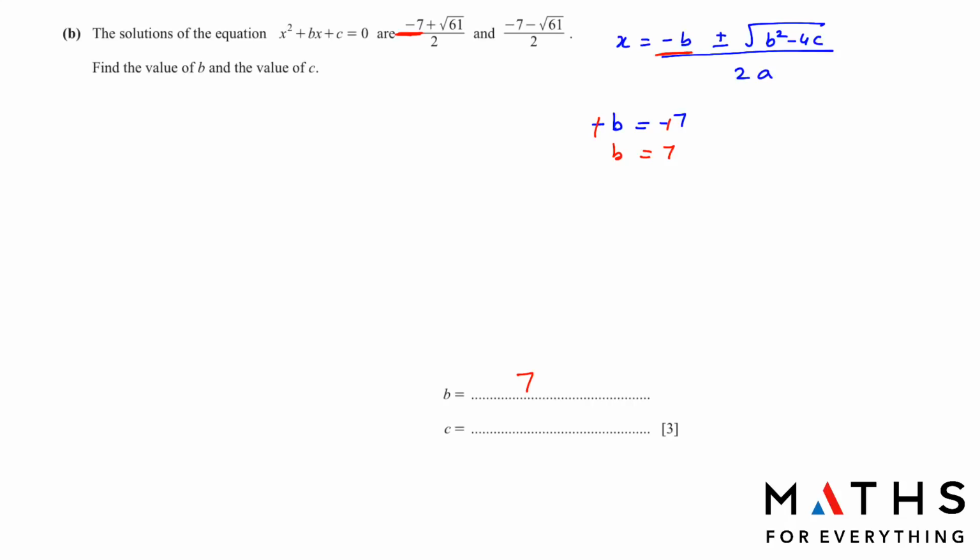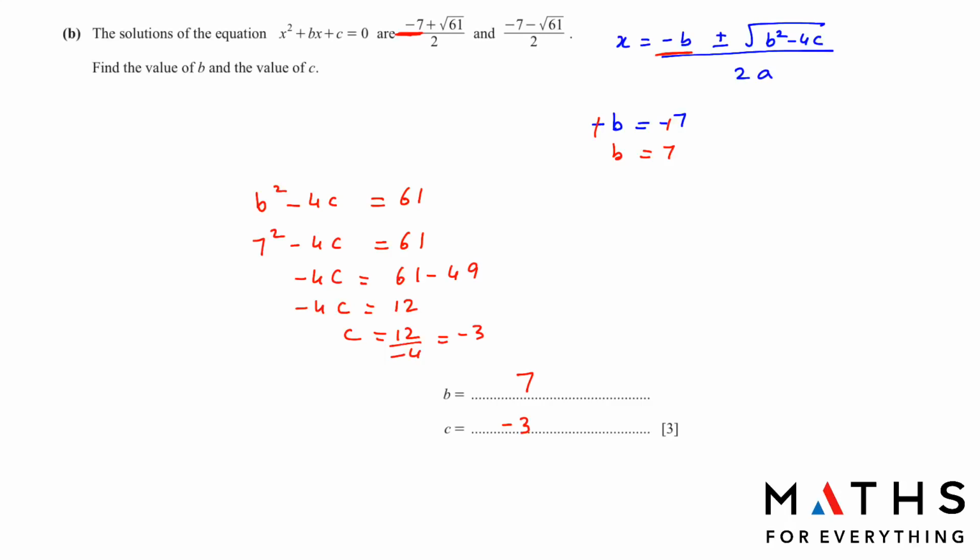The other thing is b square minus 4c, the inside of the square root. That is equal to 61. You already have your b, which is 7. So negative 4c is equal to 61 minus 49, which is 12. C will be 12 divided by negative 4, negative 3. This was a little different type of question.